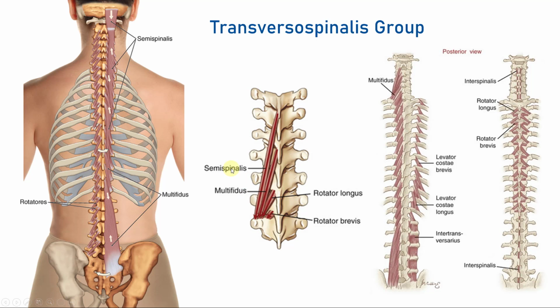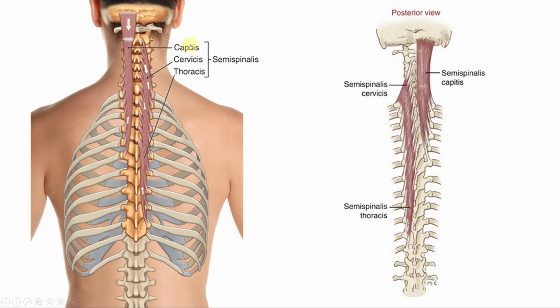rotatores, your semispinalis musculature. So look at the semispinalis first. You have a capitis division, you have a cervicis division, and you also have a thoracis division, so similar to the erector spinae. And this does extension of the spine. It will do lateral flexion on the same side, and this will do contralateral cervical rotation. This will attach here at the spinous process and pull this way to turn the head to the opposite side, to the left, and we'll look at that in a little bit.